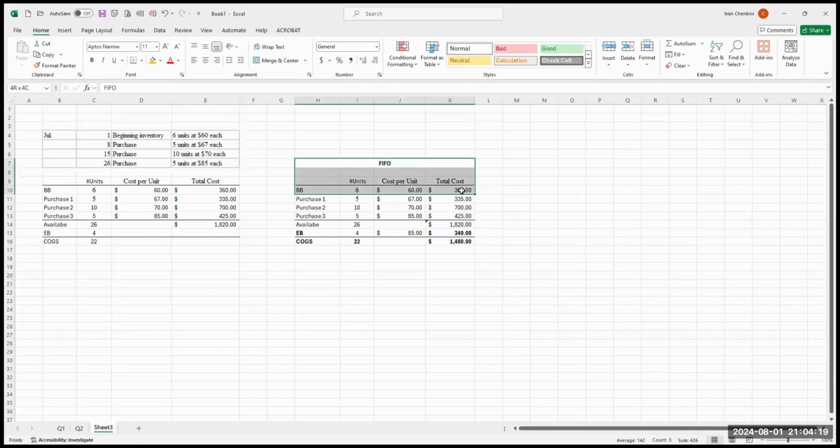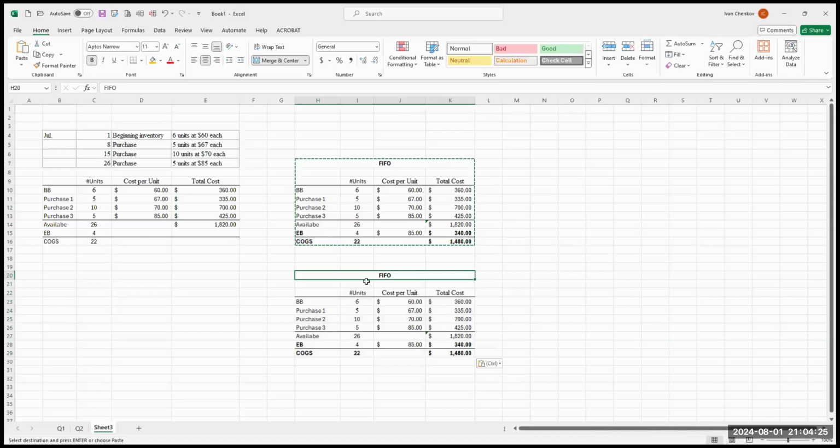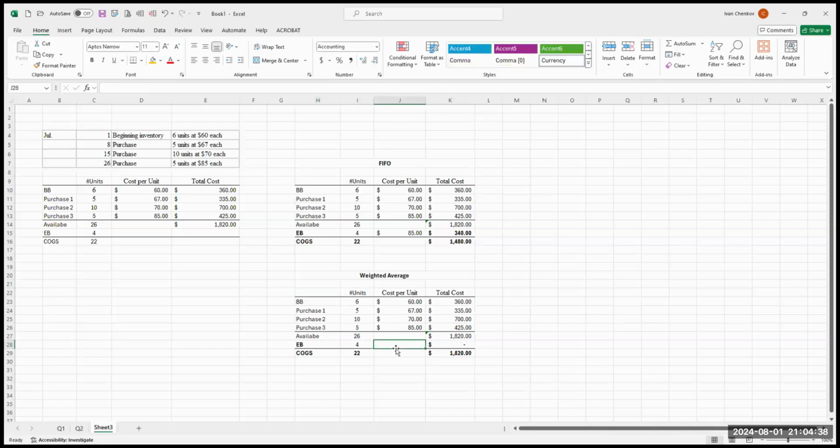Let's see what's going to happen if we're using the weighted average. Copy and paste here, and now I'm using the weighted average method. For the weighted average method, I'm going to ask myself this question.